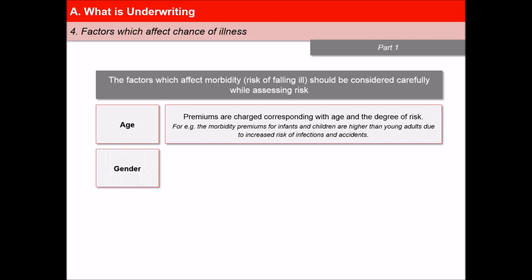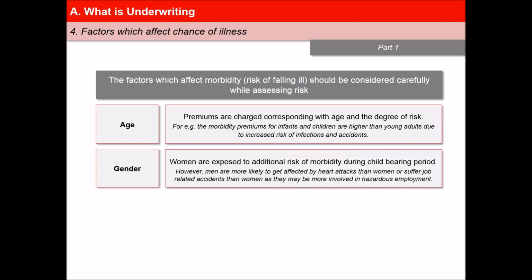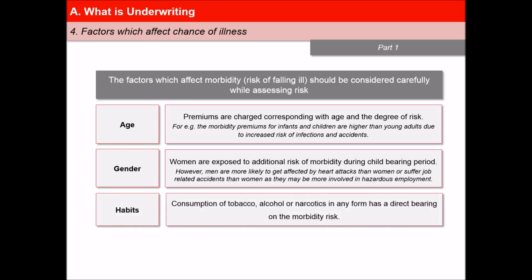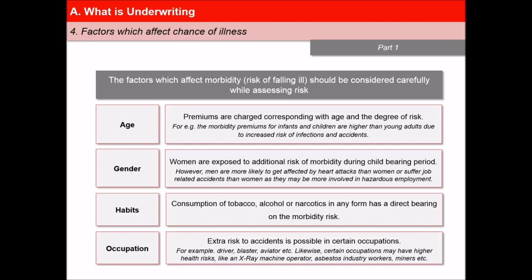Second, gender. Women are exposed to additional risk of morbidity during childbearing period. However, men are more likely to get affected by heart attacks and job-related accidents than women, as they may be more involved in hazardous employment. Third, habits. Consumption of tobacco, alcohol or narcotics in any form has a direct bearing on the morbidity risk.